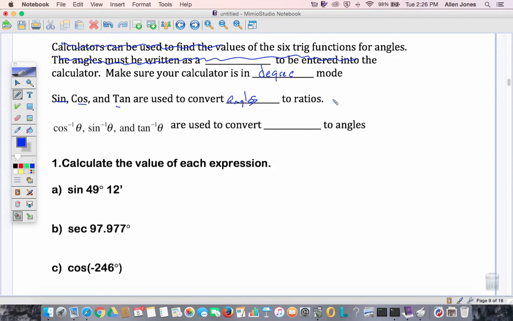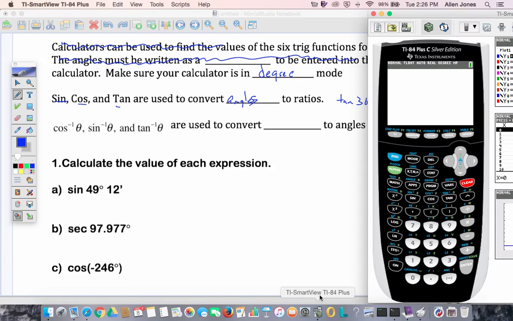So if we want to find the tangent of 30 degrees, that's what we do. We type that right into our calculator as the tangent of 30 degrees, and that gets us a decimal value of 0.57735. If we want to find the cosine of 45 degrees, we type in the cosine of 45, and that converts that angle of 45 degrees over to a ratio of 0.7071.